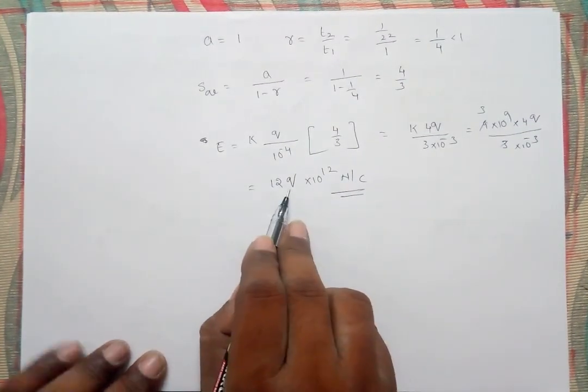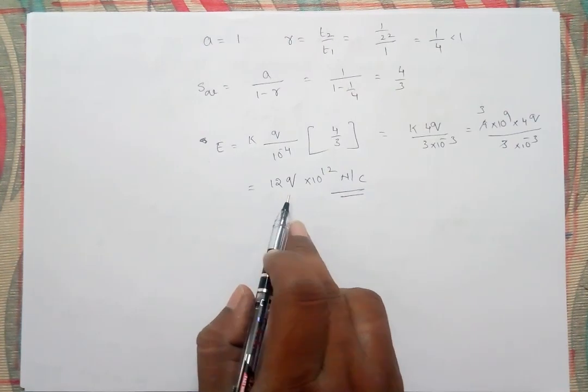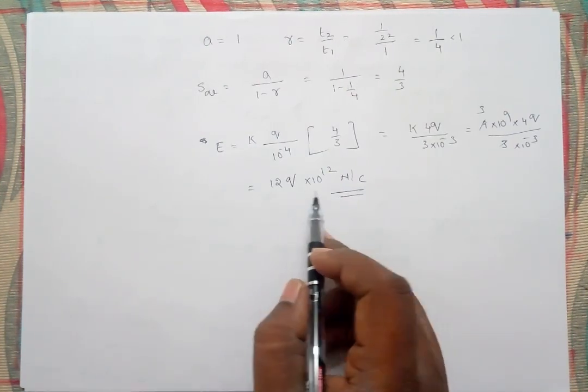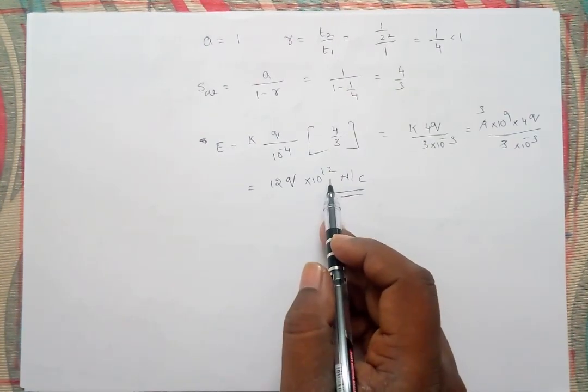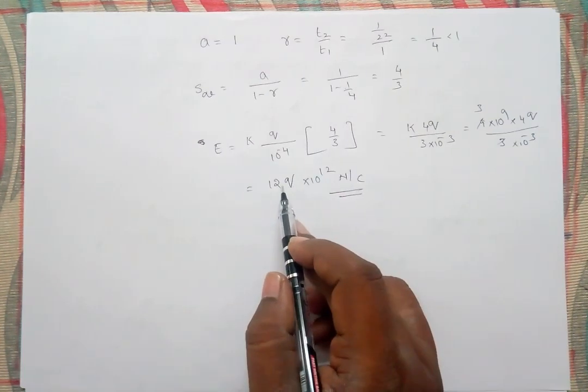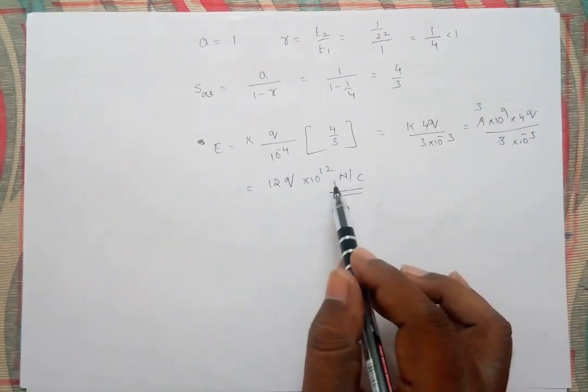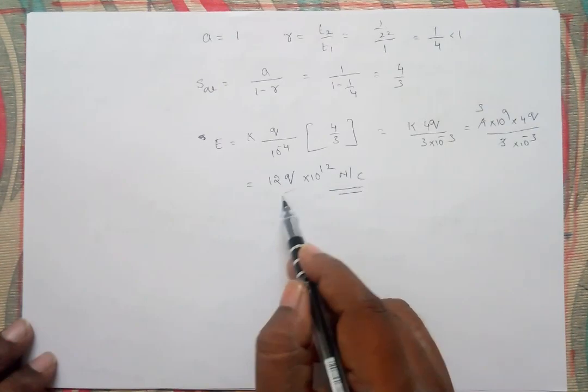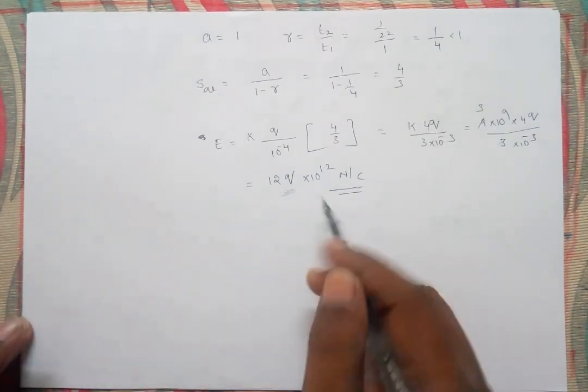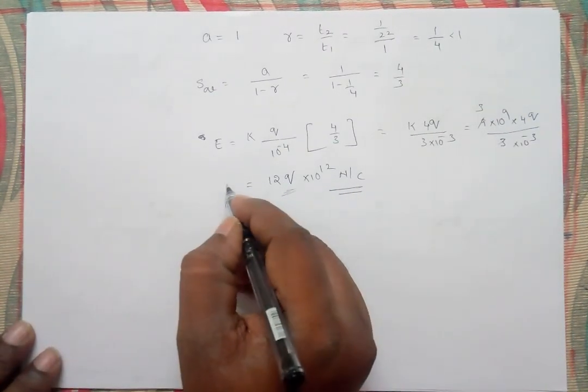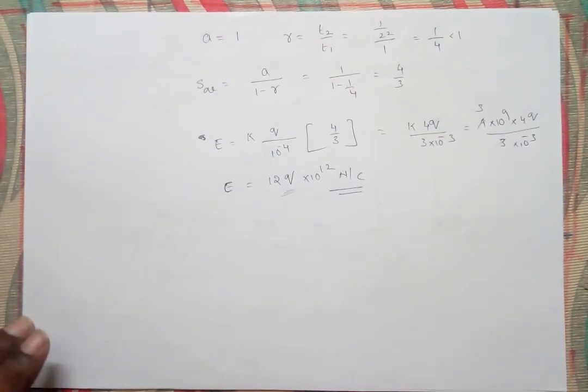Here if they give q equal to 1 coulomb, you will get 12 into 10 raised to 12. For 1 microcoulomb, 1 into 10 raised to minus 6. Like that, whatever equal charges they give, you have to substitute those charges here. Then you will find the total electric field intensity. This is the case of different cases we already discussed in electric field intensity problems.